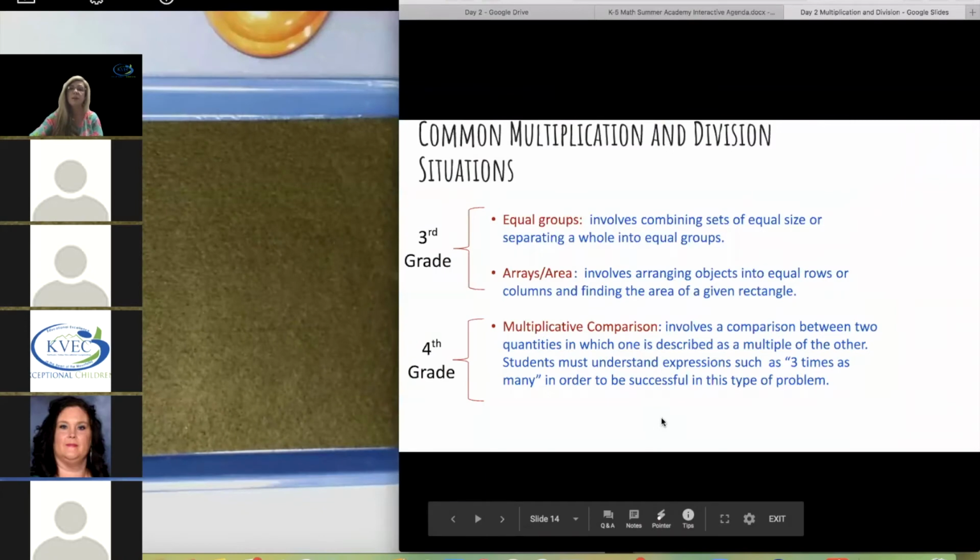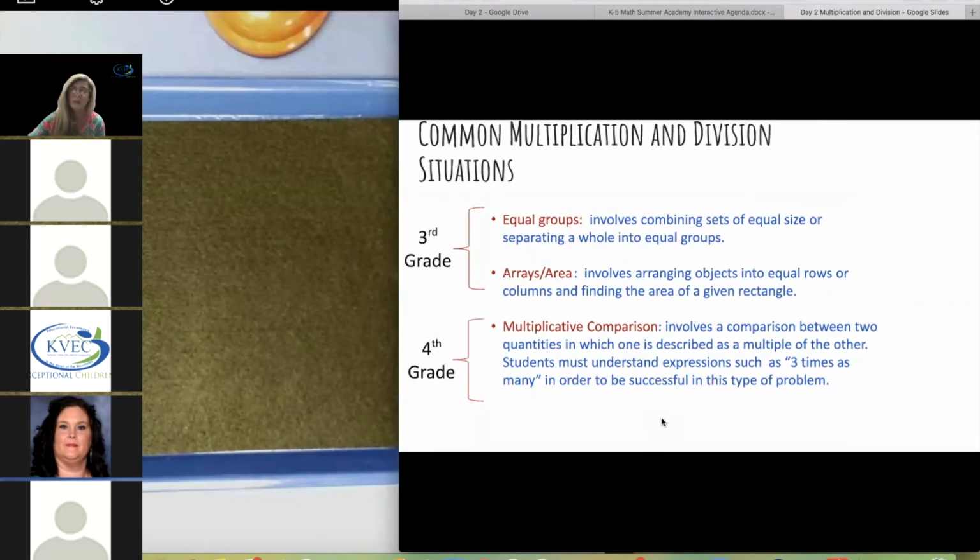So now let's talk about standards in multiplication and division in third grade and fourth grade. When they're in the third grade, they're expected to work with equal groups. That involves combining sets of equal size or separating a whole into equal groups. And then also we work with arrays, and we talk about area in the third grade. We're arranging those objects into equal rows or columns, and we're finding out the area of a rectangle. Those are some of the tasks that we're given in third grade.